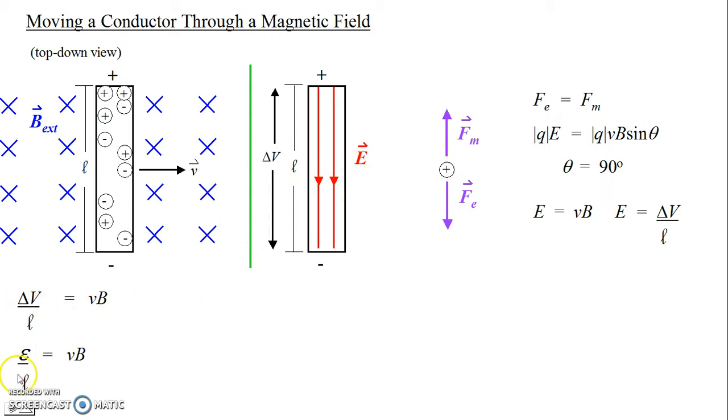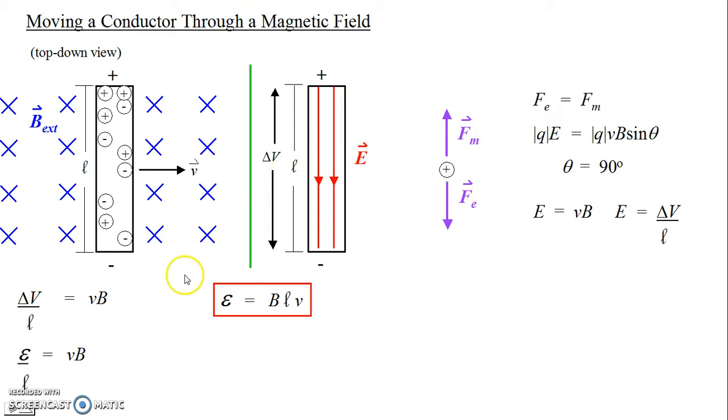Okay. So this is EMF over L equals vB. We're going to solve this for EMF. And for whatever reason, we always write it as BLv. I don't know if it's because it's alphabetical. And this is what we're going to box in. So this is what we have here. By moving a conductor through a magnetic field, we create a voltage, an EMF, from one end to the other.